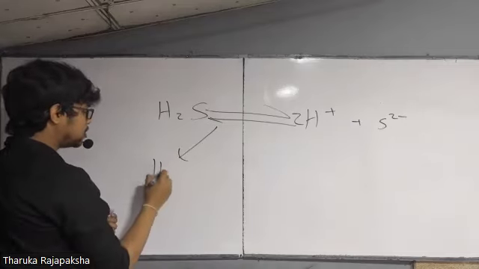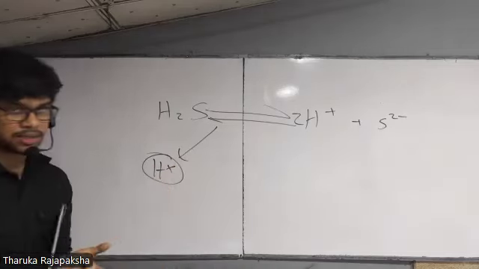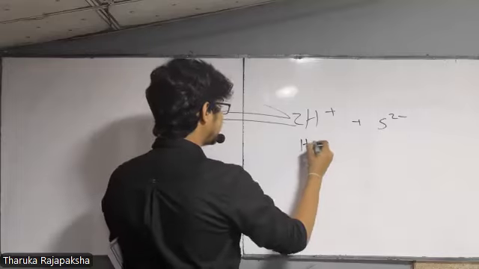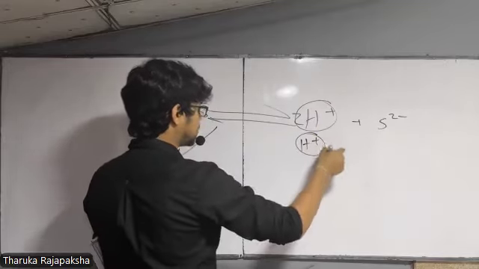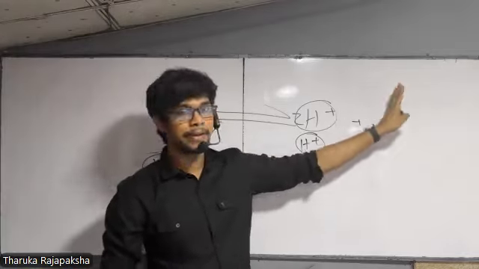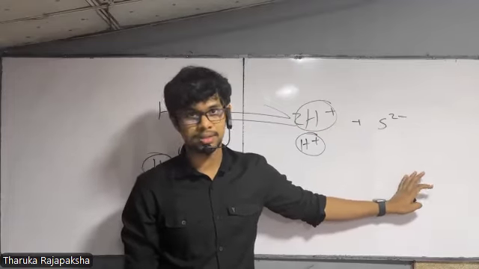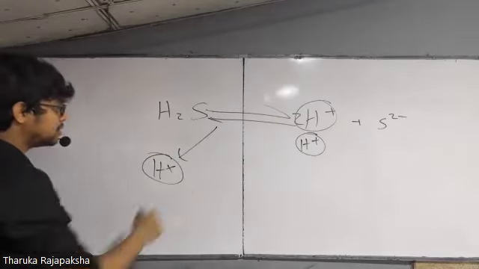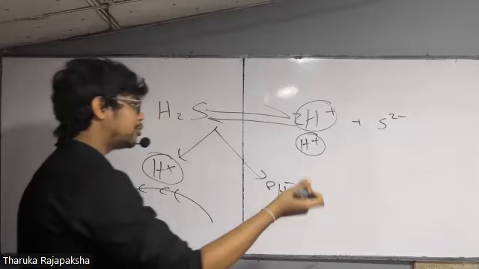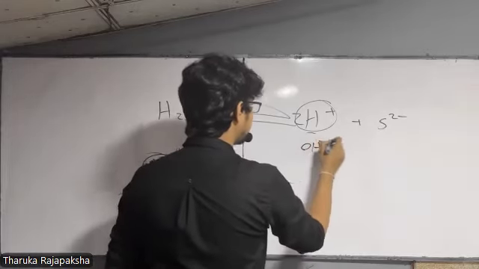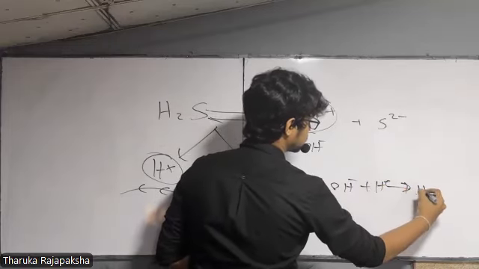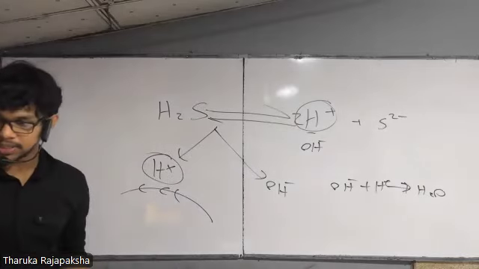When you add H plus into the mixture from outside, the solution becomes acidic. As I told you, there's a common ion effect happening. In the acidic medium, the reaction favors backward and the sulfide amount decreases. That's how you regulate it. When you add OH minus, what will happen? OH minus will react with H plus to form water.